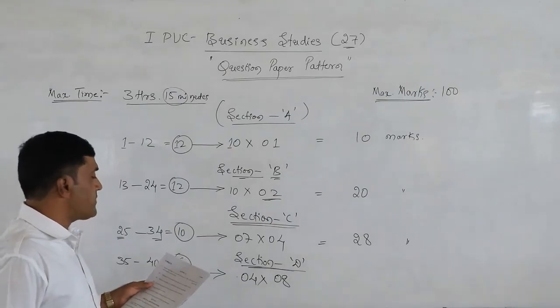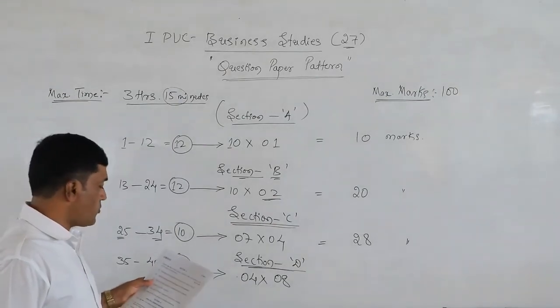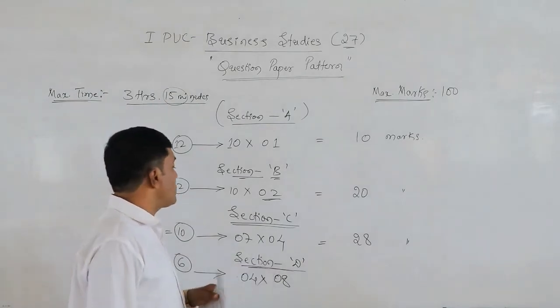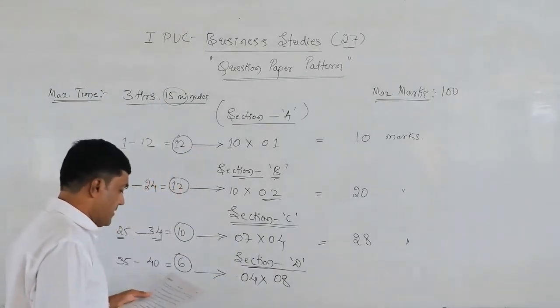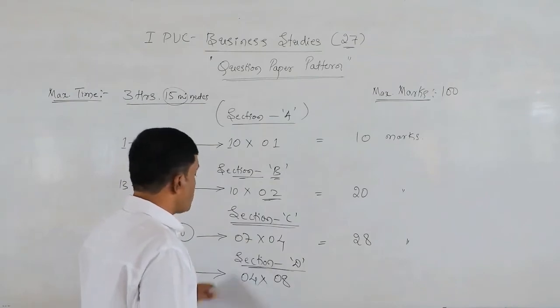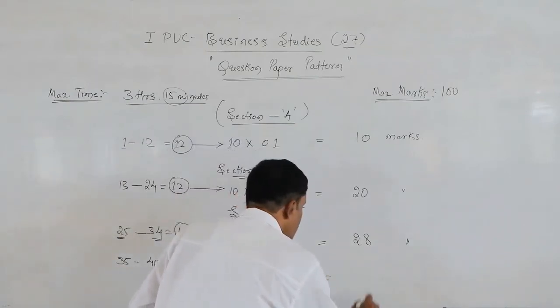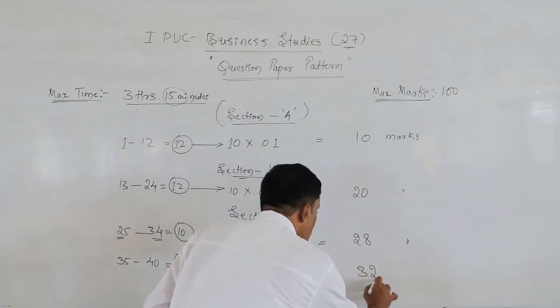For 8 marks, we have to answer these questions in 20 to 25 sentences. Each question carries 8 marks, so the total marks for this section is 32.